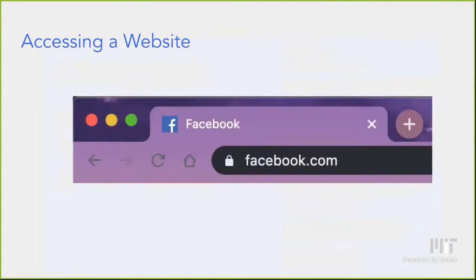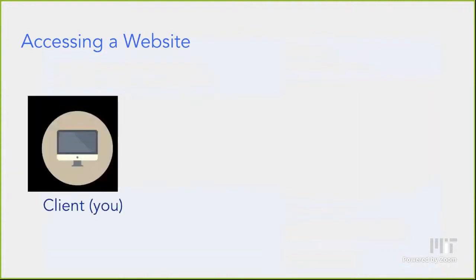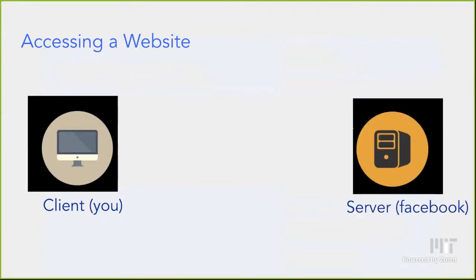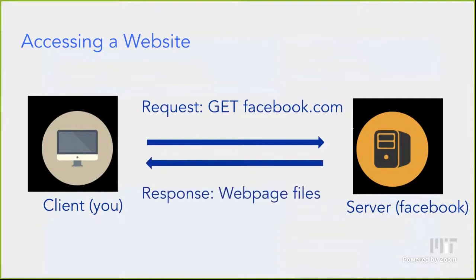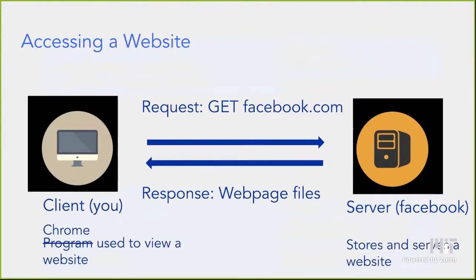So what actually happens when you access a website? Like when you type in facebook.com in the URL bar, what actually happens behind the scenes? So the client, which you can think of as yourself, is communicating with the server, in this case, Facebook, which we can think of as a backend. You're trying to get information from the server. And then the server returns with some web page files that you actually see on your screen, in your program, probably like Chrome or Safari or Firefox. And yeah, the server is what stores and serves the website. So I'll pass it on to Dan to talk about the web page files themselves.